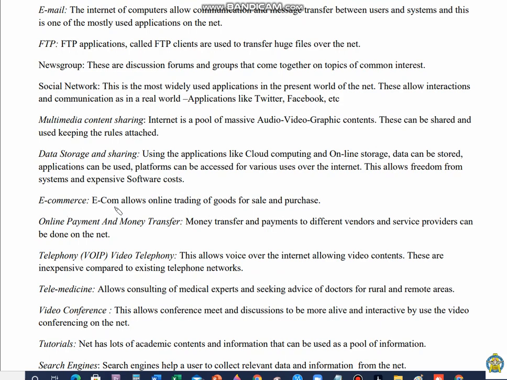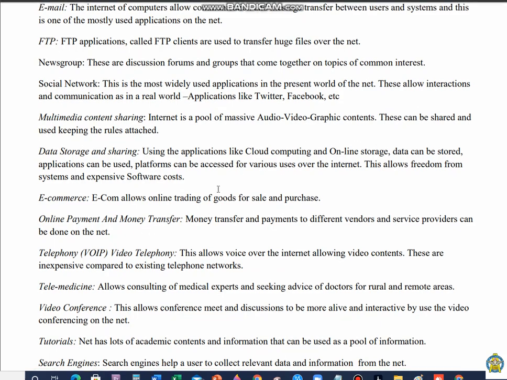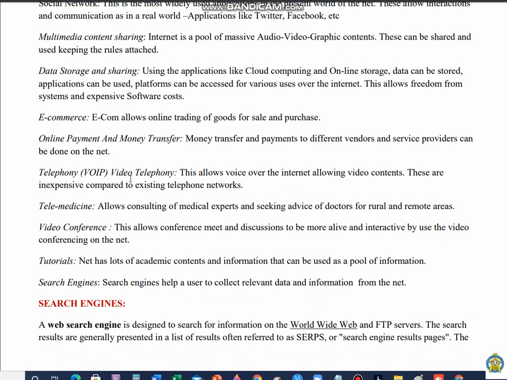E-commerce: online shopping, trading, purchase. Then online payment, money transfer. We are all used to these. Then telephony, that means phoning over the internet; your WhatsApp call or Skype call are examples of this. Then telemedicine, where you are able to consult a doctor online. Video conference, where you are able to see and talk to more than one person. Electronic learning, where a lot of learning takes place through tutorials, sites, education, etc. This is not an exhaustive list, only a very limited list. There are many other applications.